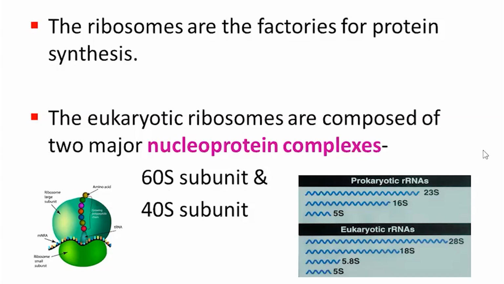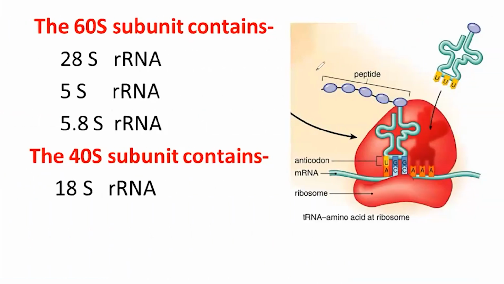There are three distinct size species of ribosomal RNA. These are 23S, 16S and 5S in prokaryotic cells. In the eukaryotic cytosol, there are 4 ribosomal RNA species. These are 28S, 18S, 5.8S and 5S. The ribosomal RNAs are distributed in these subunits.